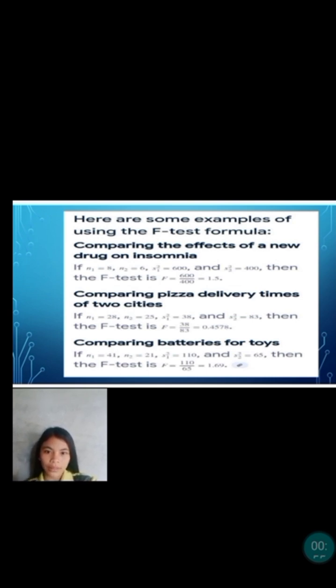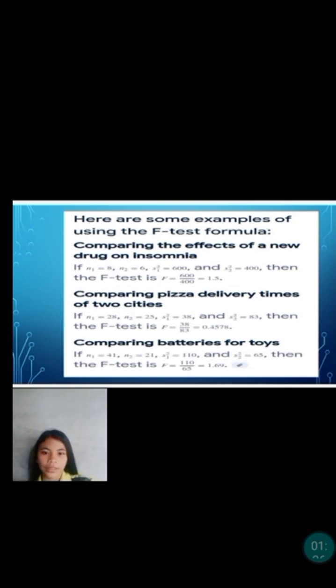Another example. Comparing pizza delivery times of two cities. N1 equals 28, N2 equals 25, S1 squared equals 38, and S2 squared equals 83. Then the F-test is F equals 38 divided by 83 equals 0.45.